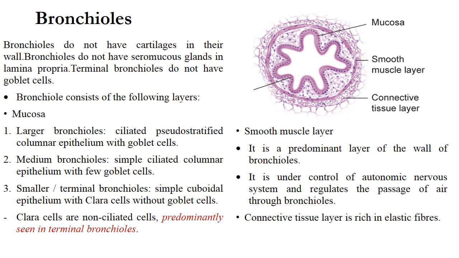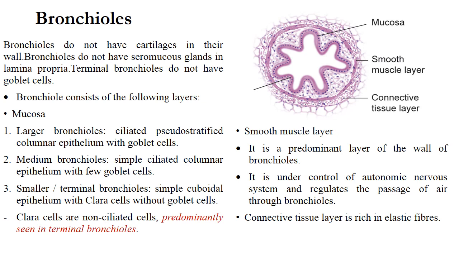I will repeat: in the bronchioles, cartilage is absent. Seromucous glands are absent in the lamina propria, and in the terminal bronchioles goblet cells are replaced by Clara cells. So goblet cells are not seen in the terminal bronchiole. So the layers of the bronchioles, as we know, first the innermost layer is the mucosa.